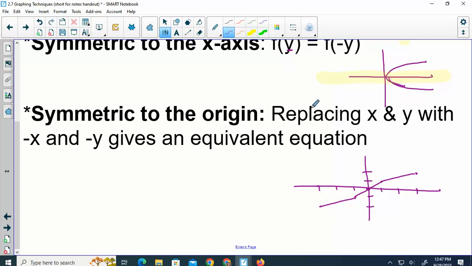Okay, in order to look at this, you basically have to think two folds. If I first fold this thing over the y-axis, and then I fold it over the x, would it overlap? So it requires a flip and another flip before it will overlap itself. That is a graph that's symmetric to the origin. So three kinds of symmetry. Symmetric to the y-axis, x and negative x give us the same thing. Symmetric to the x-axis, y and negative y give us the same thing. Symmetric to the origin, you have to change the x and the y to get the same thing back.